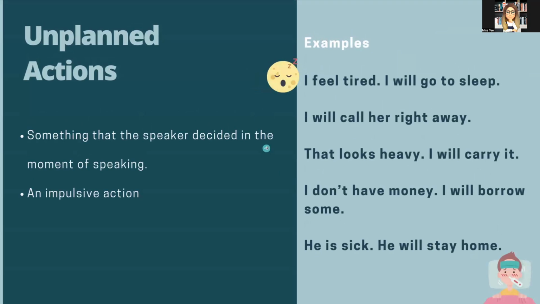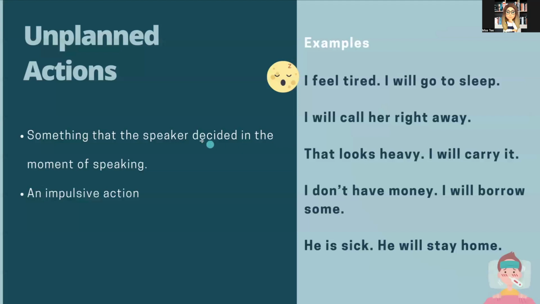So let's talk about the different situations that we use this tense, this simple future tense. We use it for unplanned actions. So what is an unplanned action? It's something that the speaker decided in the moment of speaking. So right in this moment, the speaker decided they will do something. In other words, it's an impulsive action.